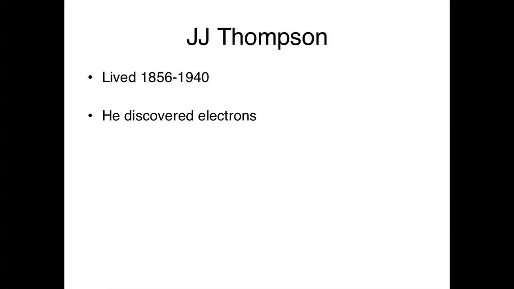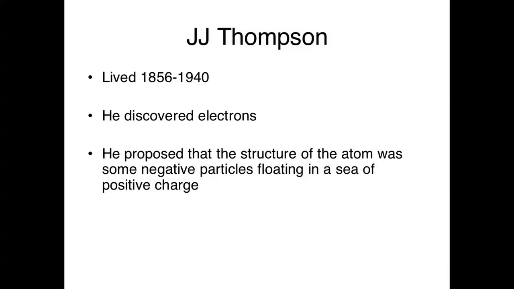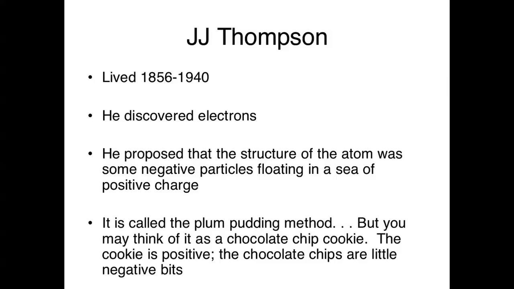All right, J.J. Thomson was next. I'm kind of jealous. This is my favorite one. He lived a long time ago also, 1856 to 1940. He discovered the electron. So he proposed that the structure of the atom was some negative particles floating around a sea of positive charge. So he called this the plum pudding model.